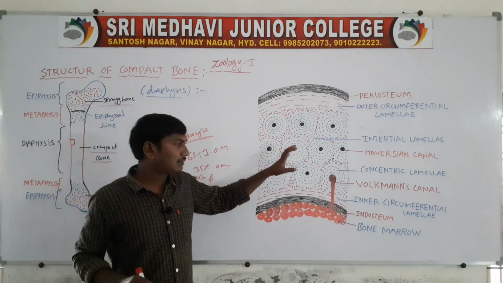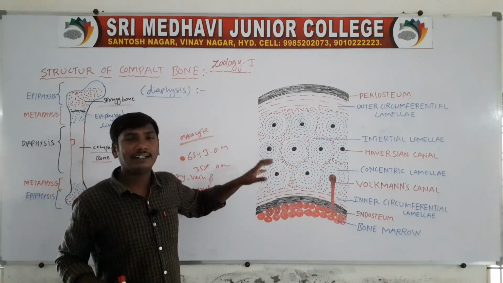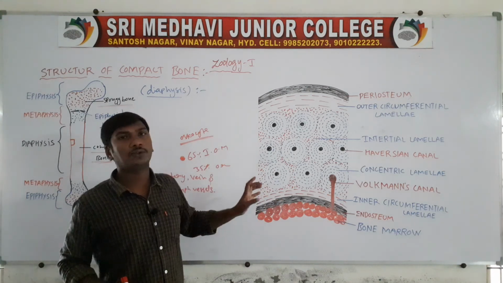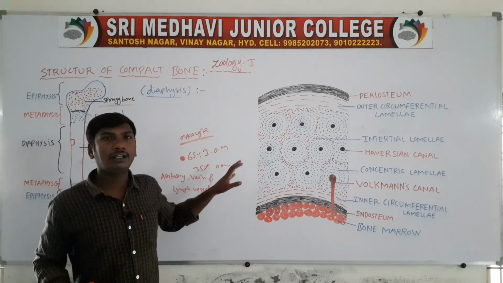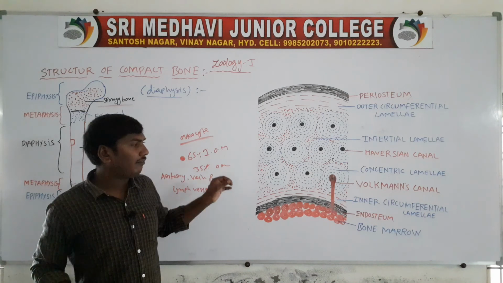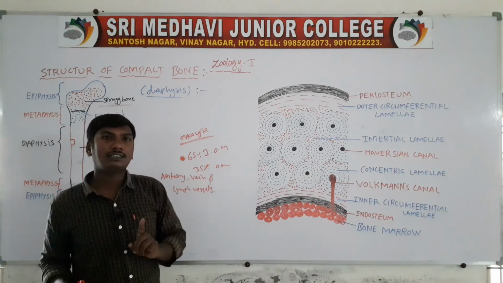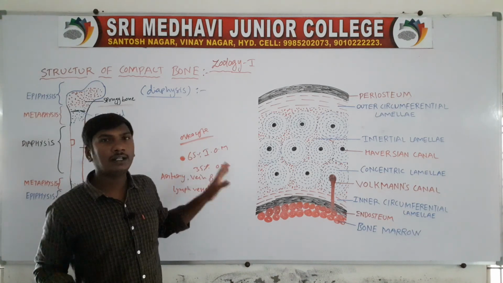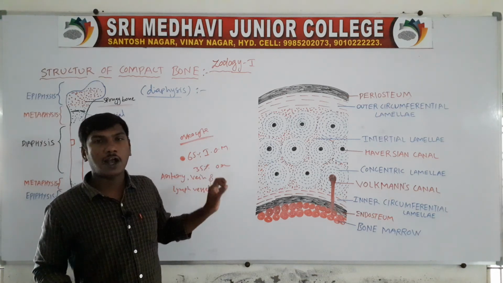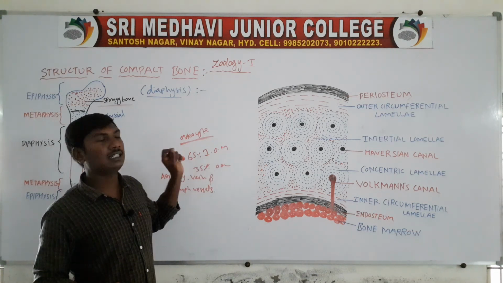So the Haversian system is the structural and functional unit of the bone. This is very important for the exam. 4 marks, very important question: structure of the compact bone or structure of the Haversian system.